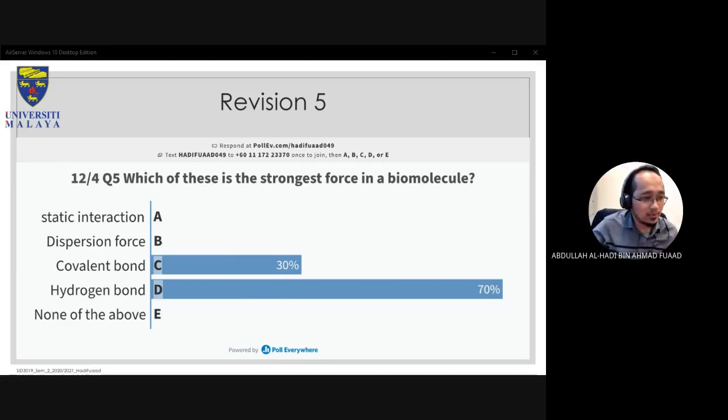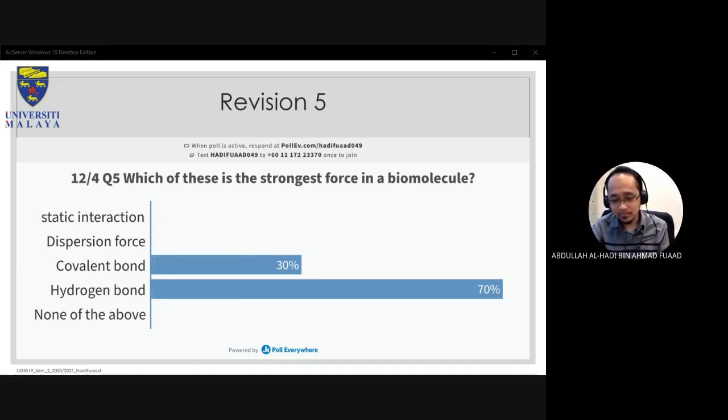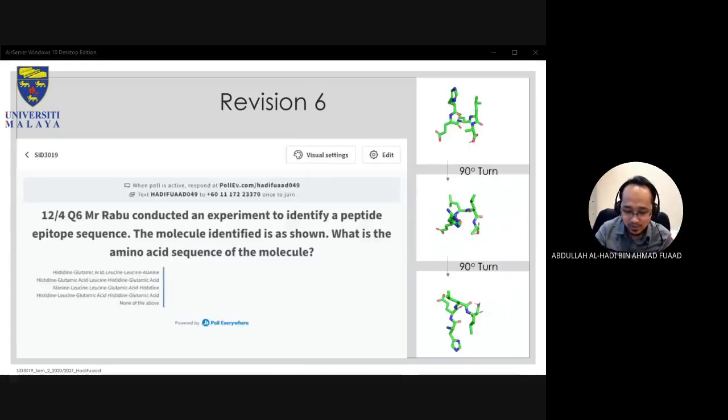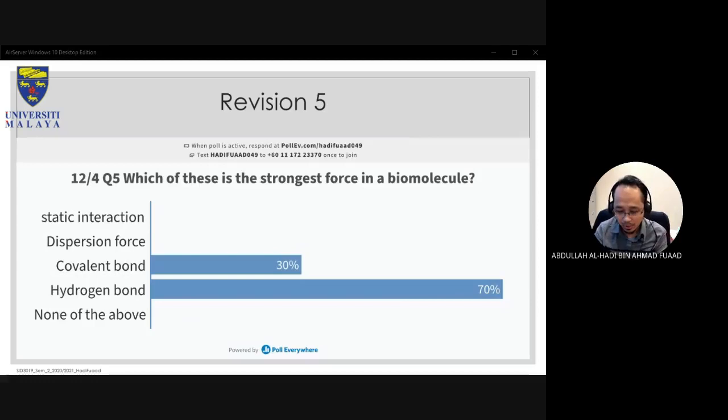So for this question, it's kind of like a trick question, whereby I'm asking you what is the strongest force. Some of you, as I expected, will probably choose covalent bond, but some of you will definitely choose hydrogen bond. Okay, so to answer this, oops, I don't have the slide. Oh, I didn't put it in.